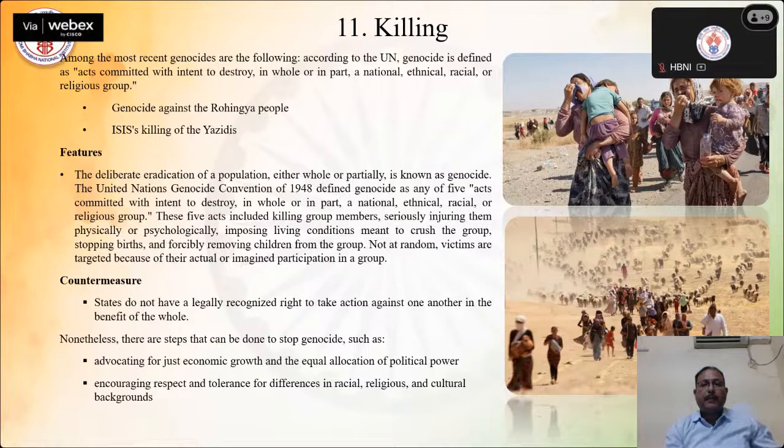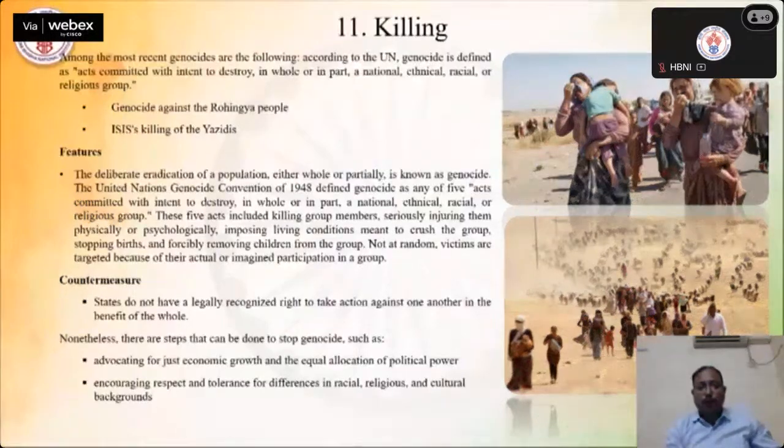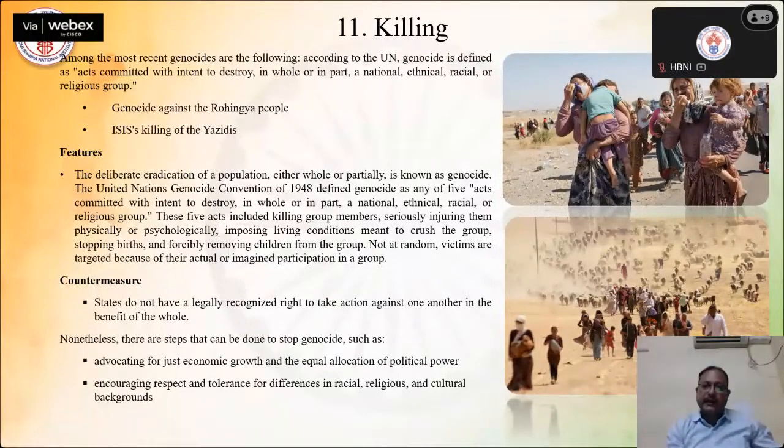Example I have already quoted: genocide against the Rohingya people and ISIS against the Yazidis. So if we go for the definition, it is basically an act committed with intent to destroy, either in whole or in part, a national, ethnic, racial, or religious group. It means they target a specific segment.